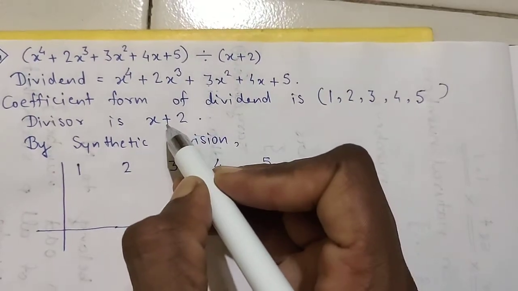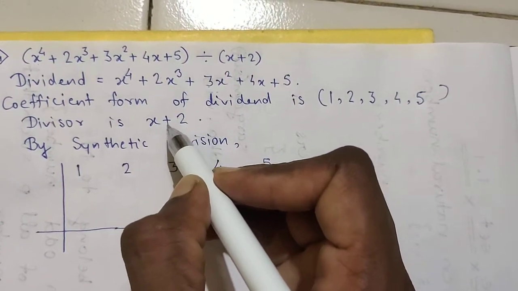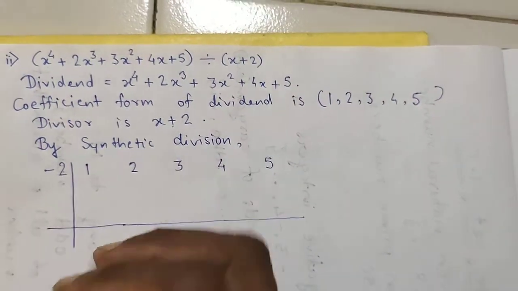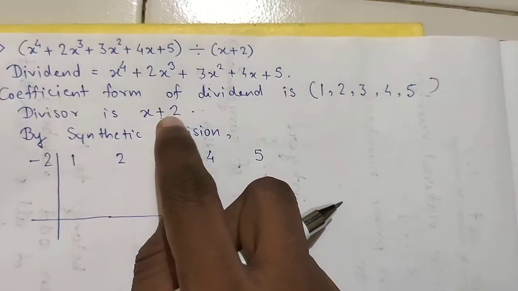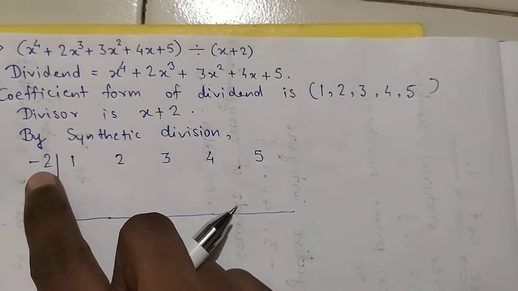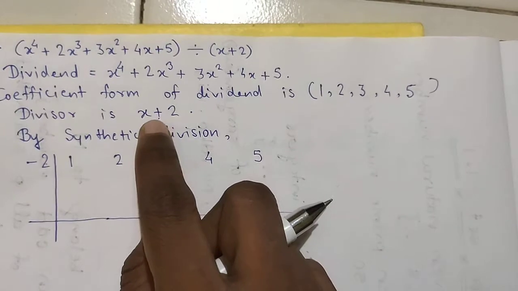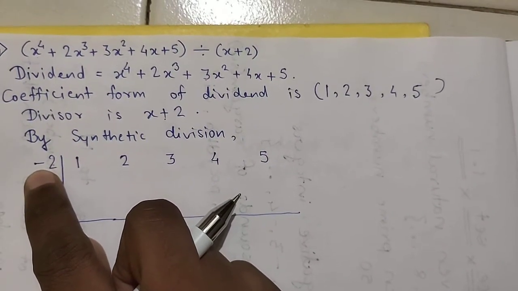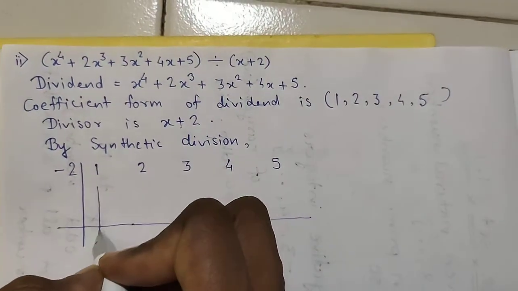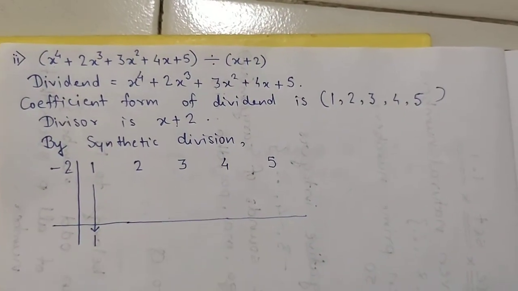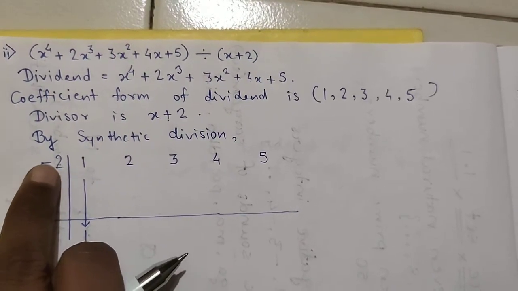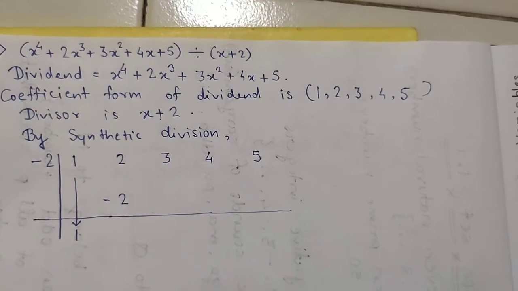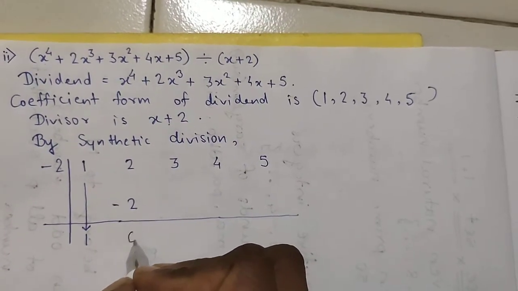Now what is your divisor? X plus 2. So here plus 2 is there. Now you are going to write the opposite of that, so minus 2. Remember, whatever your divisor is, you have to take the opposite sign. In this case plus 2 is there, so we have taken the opposite sign, that is minus 2. Now you are going to write the first number as it is. Now multiply minus 2 into 1, and you know minus 2 ones are minus 2. Now 2 minus 2 gives you 0.